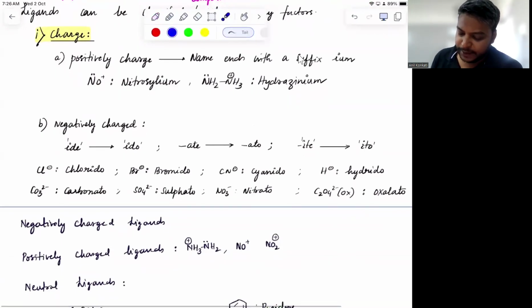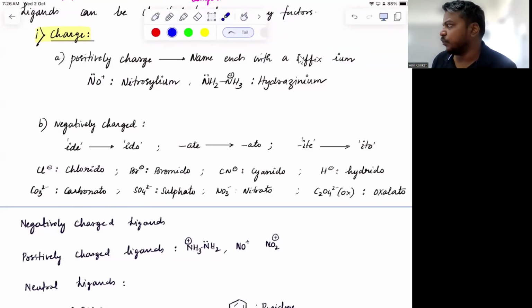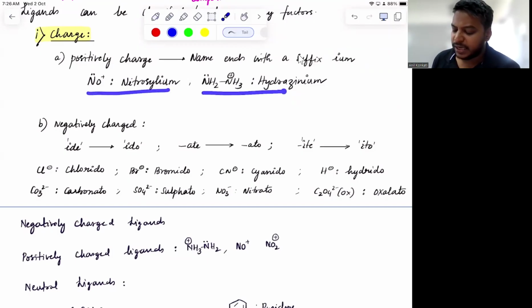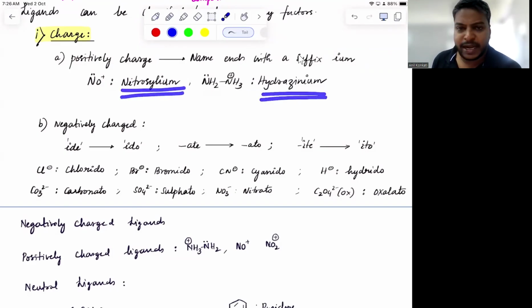See, if you have positively charged ligands, their name should always end with -ium. We rarely have positively charged ligands. Only two of them which we mostly see are NO+ and N2H5+. NO+ is called nitrosylium. This is called hydrazinium. Okay.